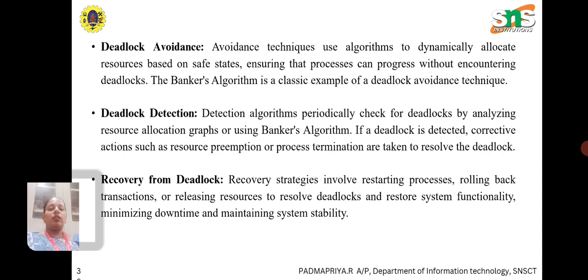Deadlock detection: detection algorithms periodically check for deadlocks by analyzing the resource allocation graph or using the banker's algorithm. If deadlock is detected, corrective actions such as resource preemption or process termination are taken to resolve the deadlock.